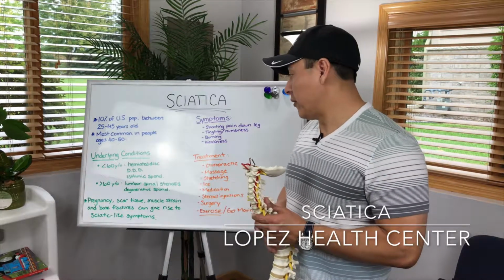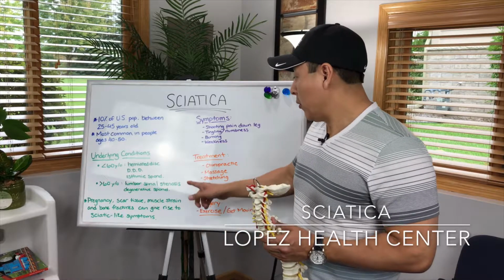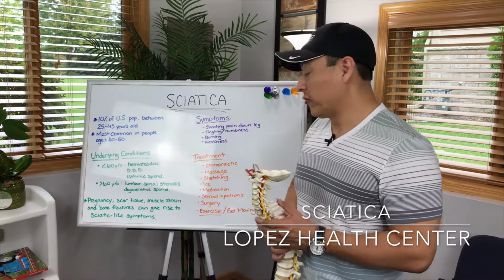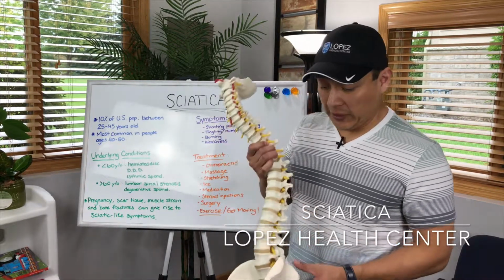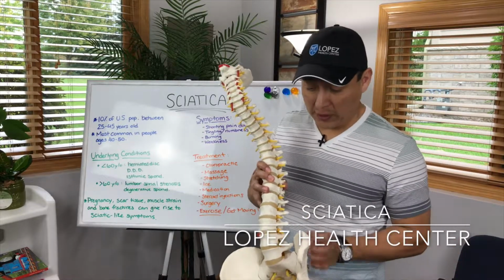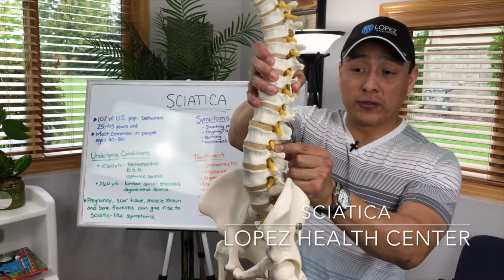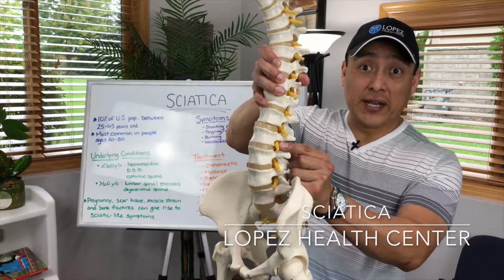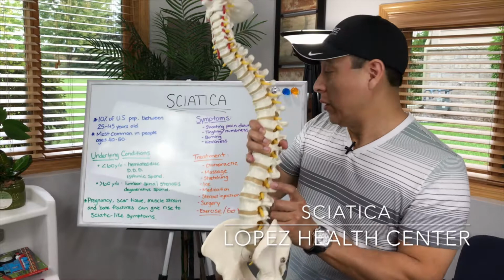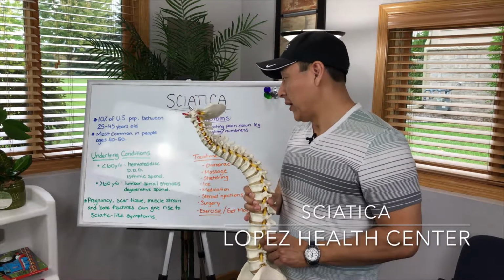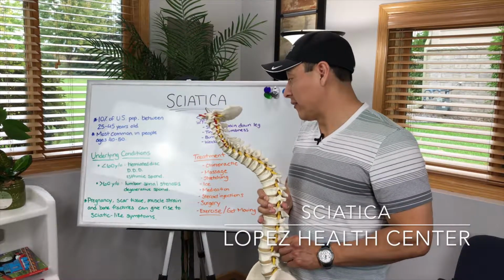If you are 60 years of age or older, we typically want to look at underlying conditions such as lumbar spinal stenosis. That's basically a fancy term for the area here, the little hole where the nerve comes out. Basically, it's a narrowing of that space. So we want to take a look at that to make sure if that is the underlying condition.